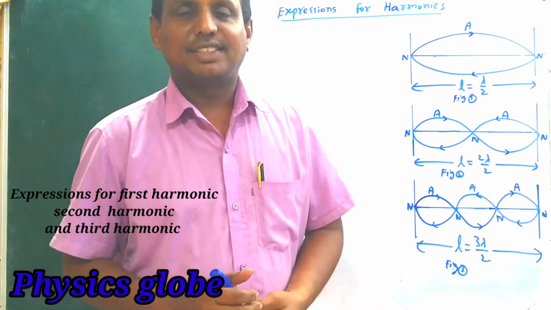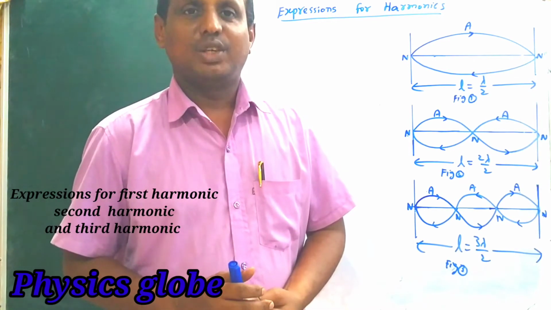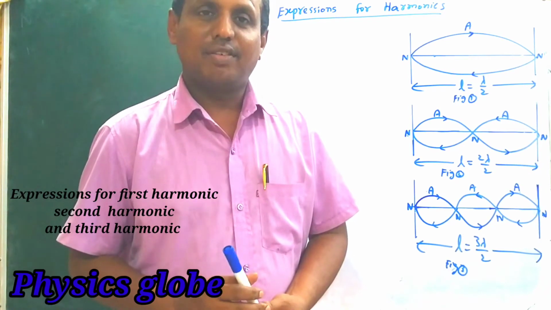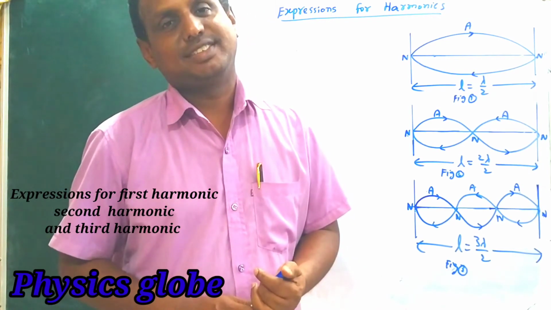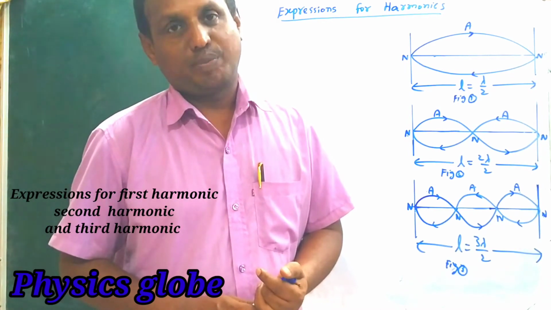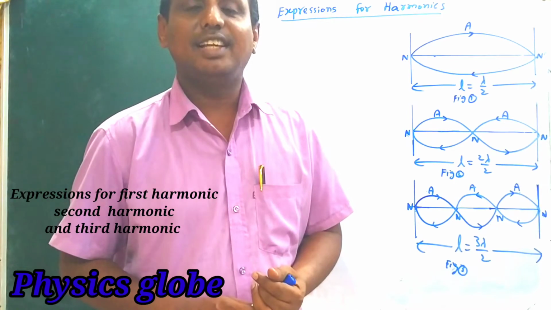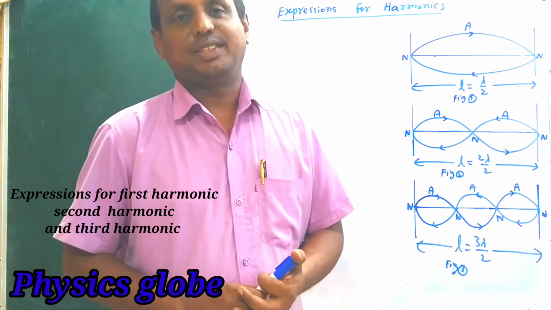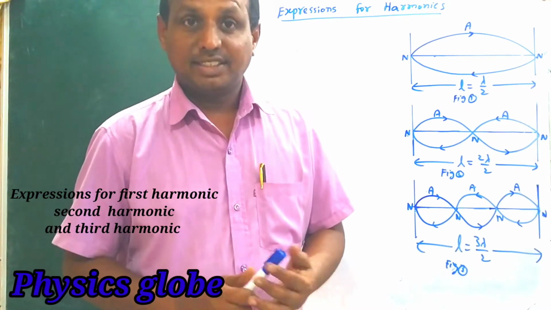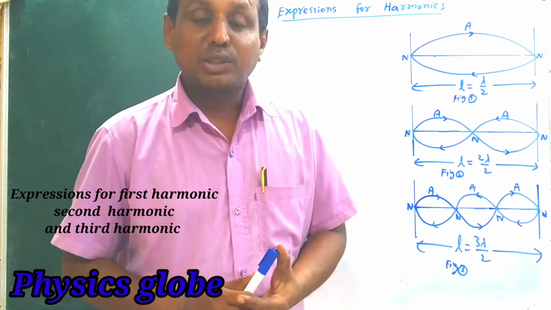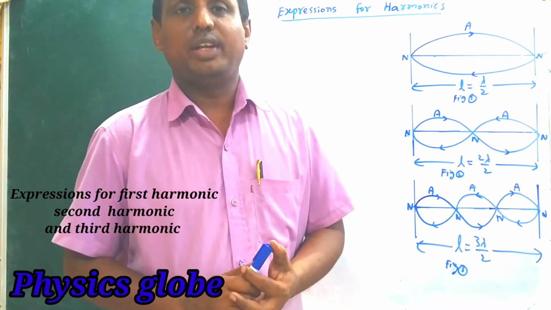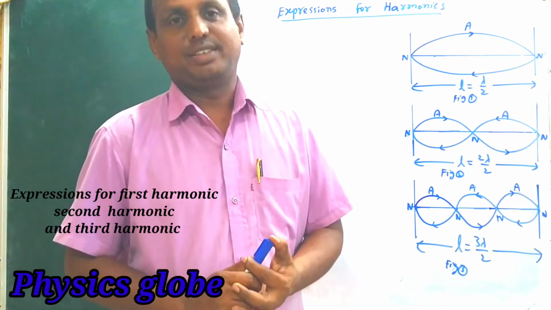In the last class, I explained the formation of stationary waves in the stationary string and the laws of transverse vibrations in the stationary string. Now I am going to explain the topic harmonics in the stationary string. We can derive the expressions for first harmonic, second harmonic and third harmonic.